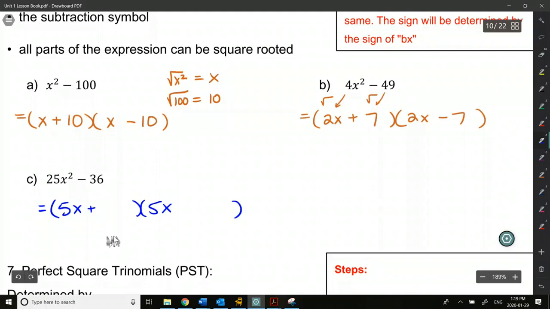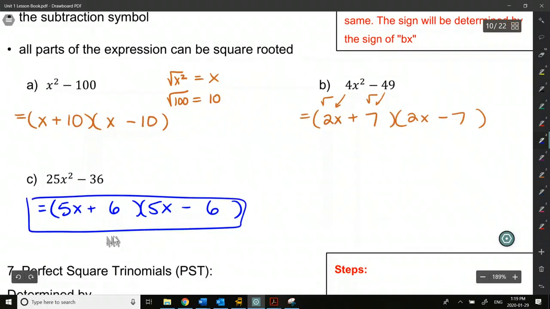Perfect. So 1 plus, 1 minus. Square root of 25x squared is 5x. Square root of 36 is 6. Done. Okay, those ones are super nice to be able to recognize the difference of squares pattern because I don't really want to factor something like this, right? This one's not too bad if I factor it with the regular method, but 4x squared minus 49, I would like to just do that as quickly as possible. Okay, any questions on those guys?